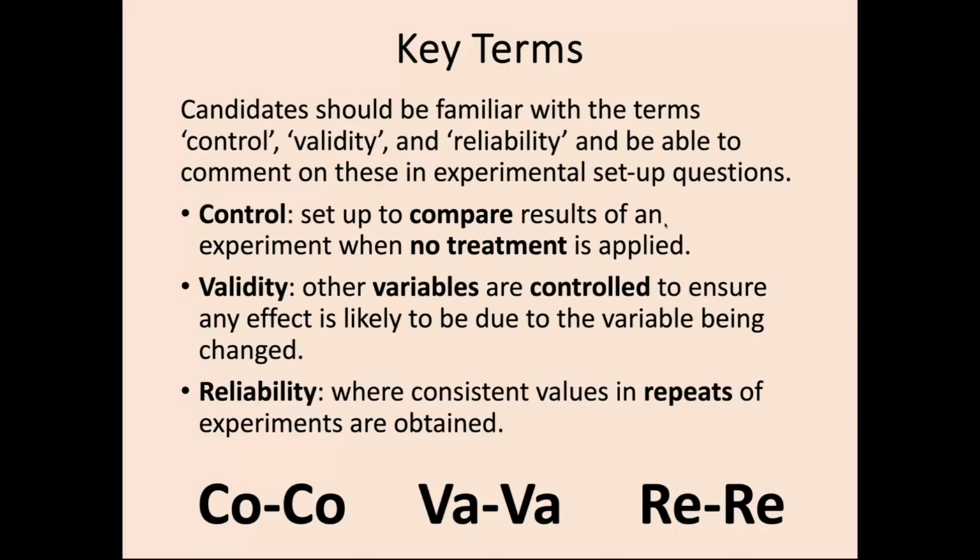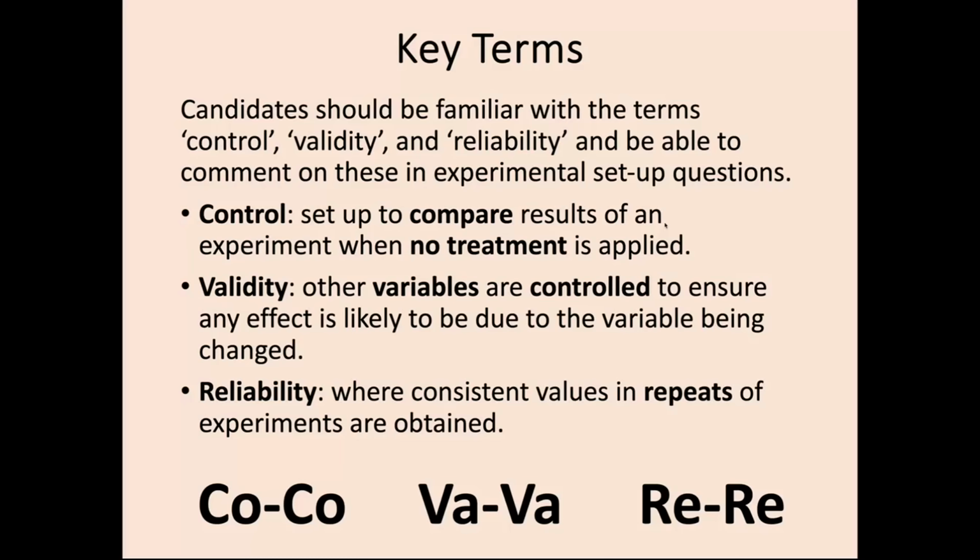So first of all, control. Now, a control is set up to compare results of an experiment when no treatment is applied. So, for example, if you're looking at the effect of exercise on heart rate, the no treatment, the control that you would have for that experiment is to take away the exercise, and you would measure the heart rate at rest without any exercise. Okay, so that's a control, and we'll talk more about that in a moment.